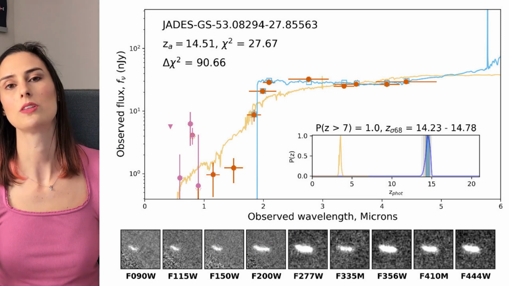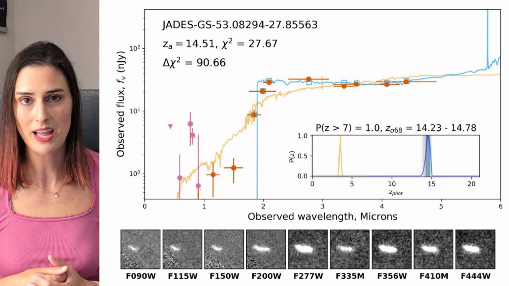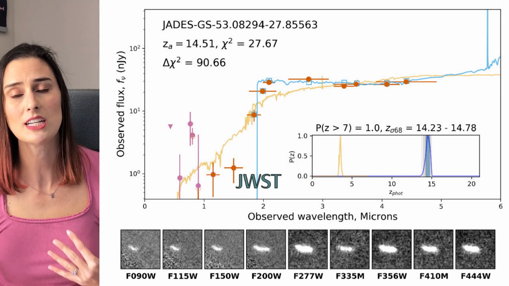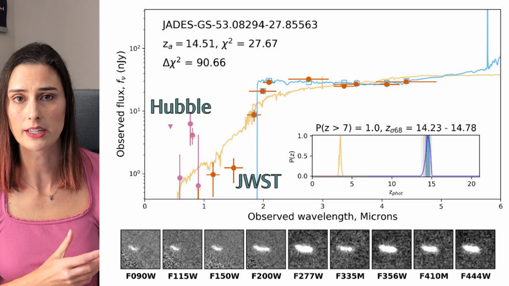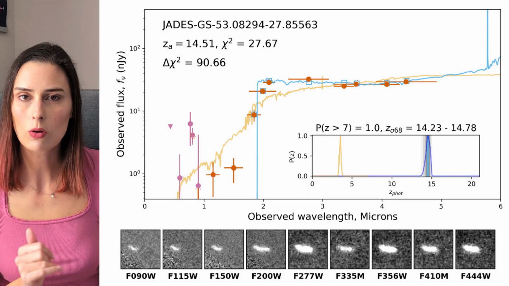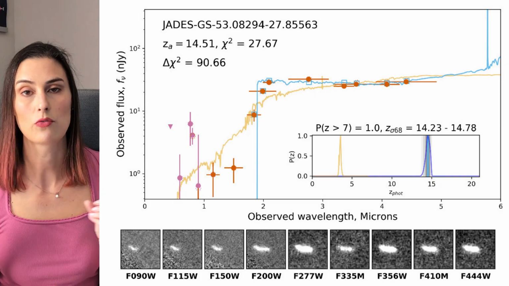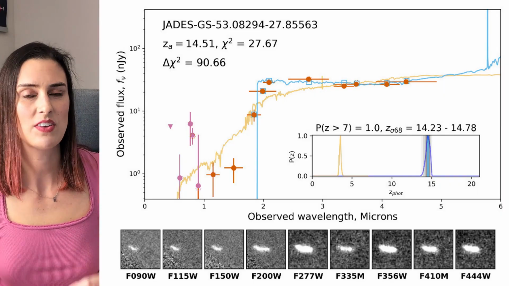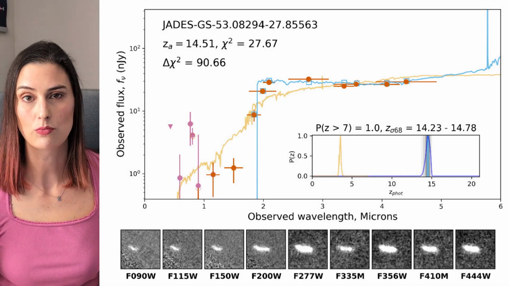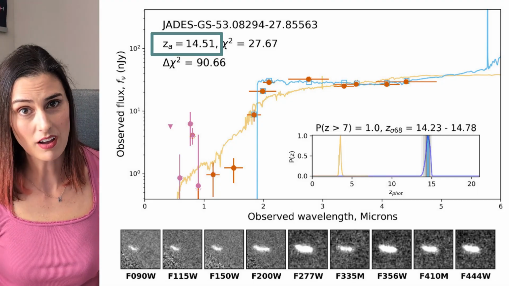And this top portion is showing the measured photometry across the wavelength bands, and you can see these red dots from JWST and these light purple ones that are from Hubble data. And in the background, the blue and gold lines are showing two different models of what the spectrum might look like at different redshift. And that blue line is showing the best fit model that they got, so the most likely redshift, and they found that to be 14.5.